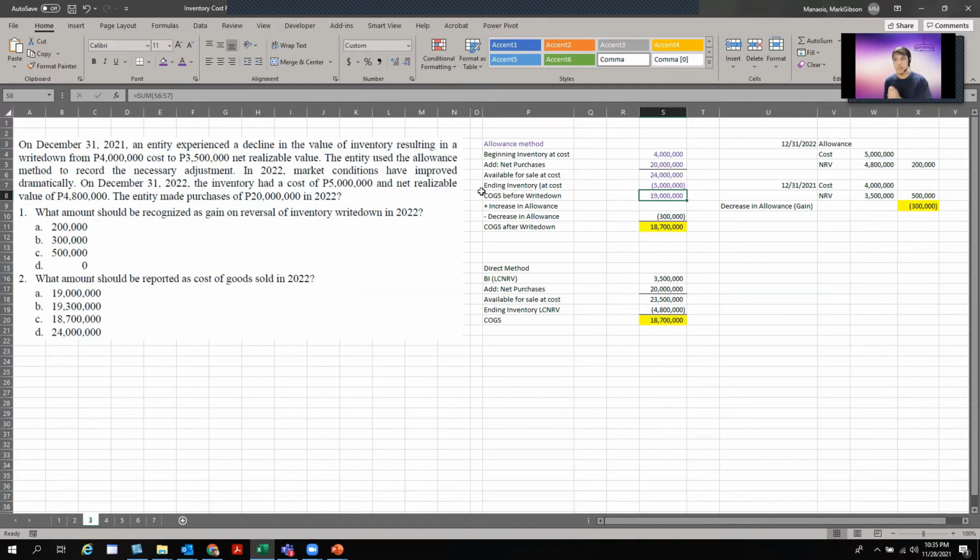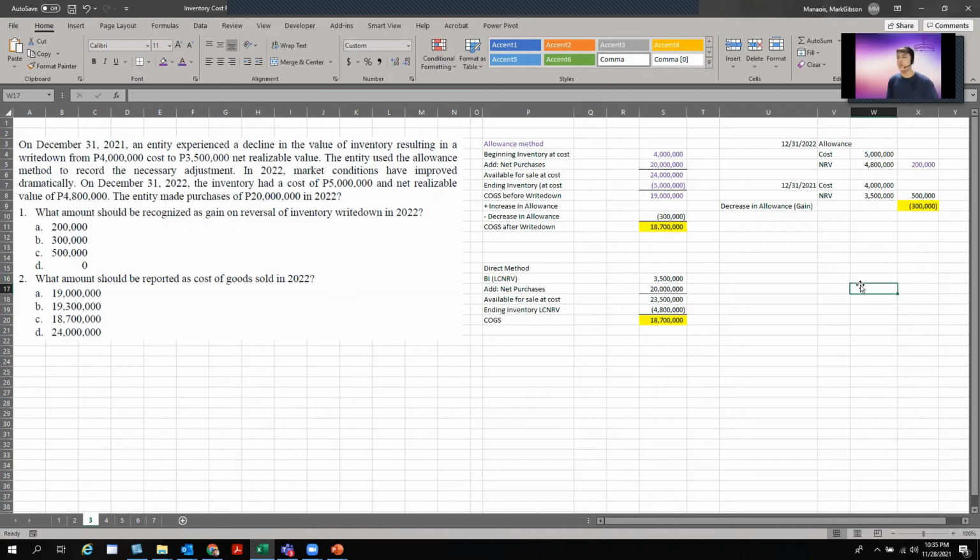Now, pag-usapan ngayon natin yung lower of cost or net realizable value. Una natin pag-usapan yung December 31, 2022. Magkano ba yung total cost? 5 million. Pero magkano yung NRV? NRV was reported at 4.8 million. So therefore, there's a difference of 200,000 pesos.